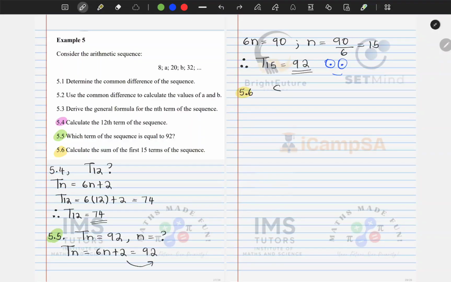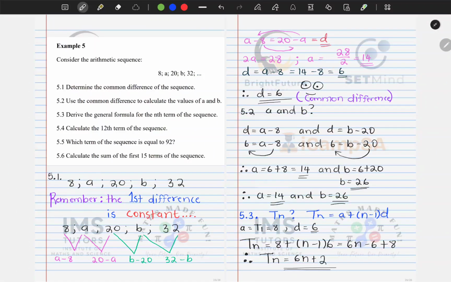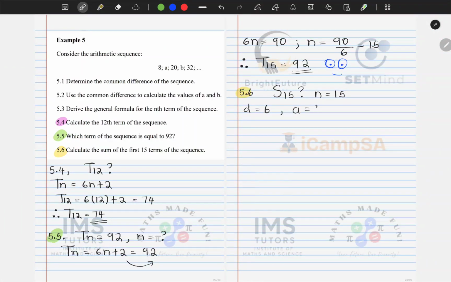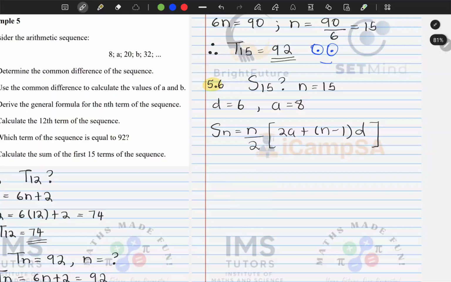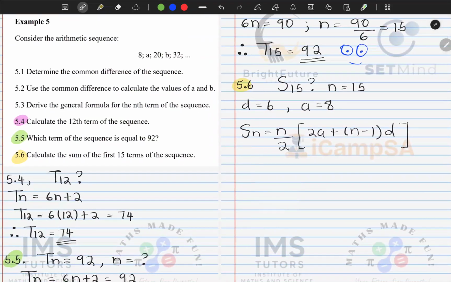So on 5.6, all we are looking for is the sum of 15 terms. So essentially, we are given that n is 15. And remember, previously we did the working. So your D is 6. And let's go and double check your A, which is the first term, that is 8. So A is 8. And remember, your sum of n terms is n over 2 into 2a plus n minus 1 times D. So we know the n, we know the A, we know the D, so we can go ahead and find our sum of 15 terms.